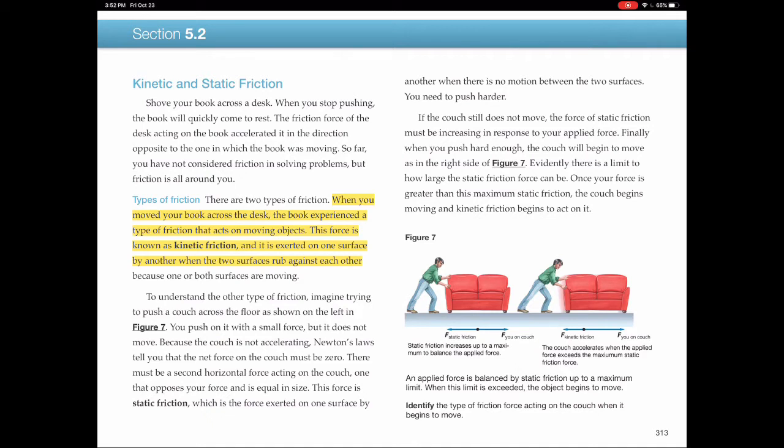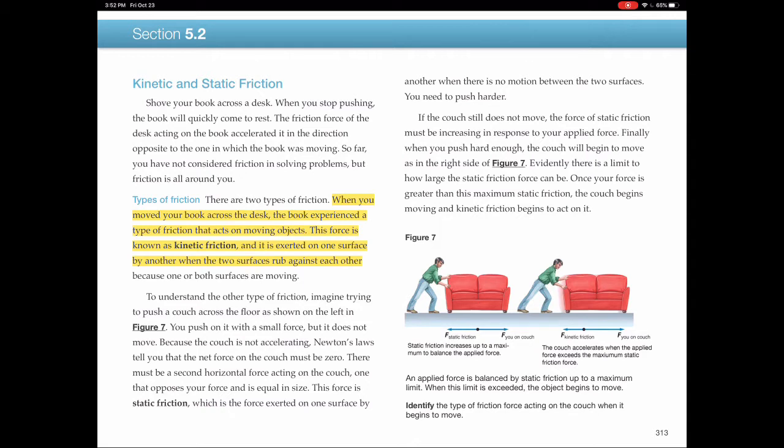So take a look at figure 7. Here is someone pushing on a couch. If you push with a small amount of force, the couch doesn't move. That means that the force of friction is opposing the motion. It's equal to the amount of force that you've applied.